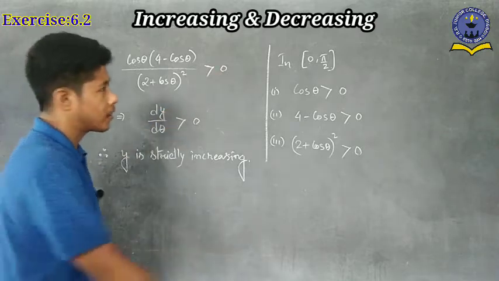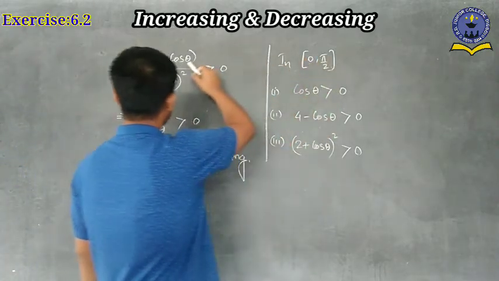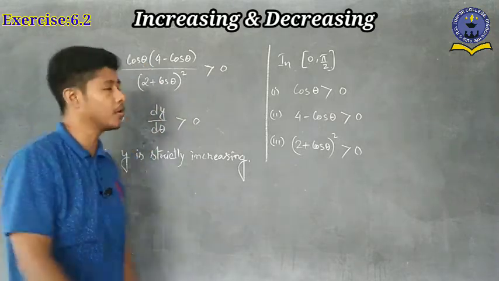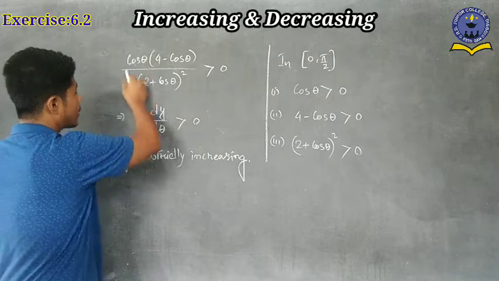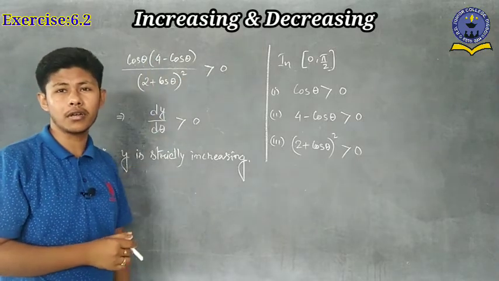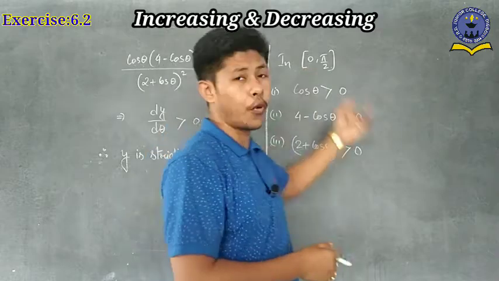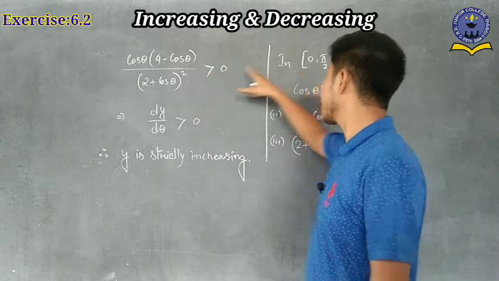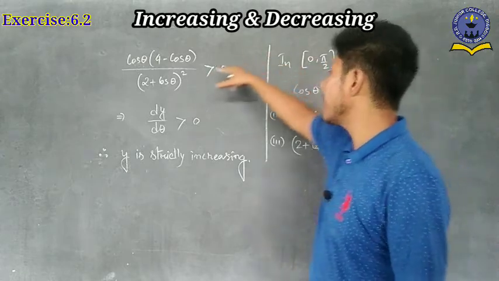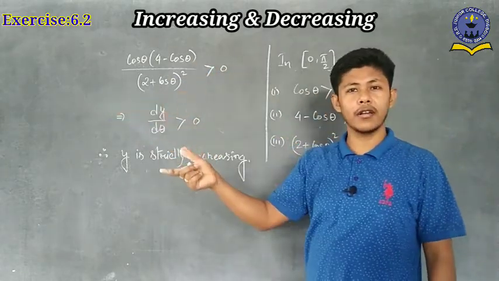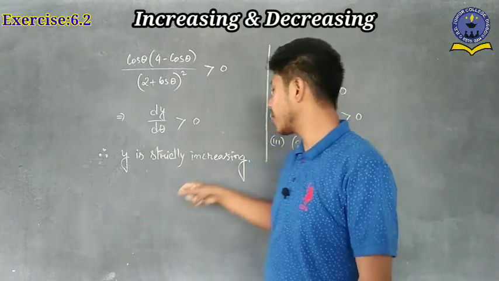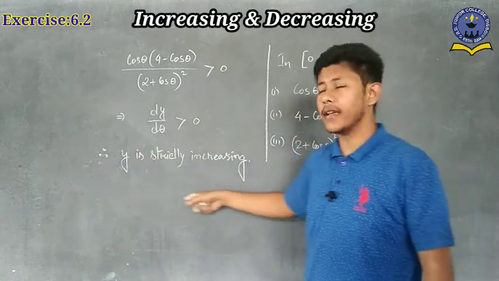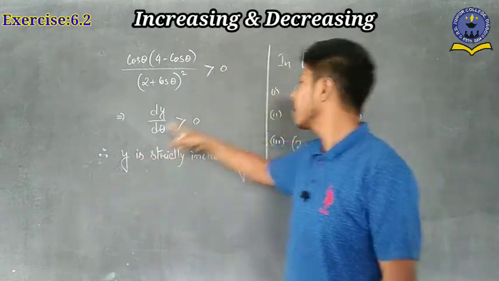Is it clear? Next, if you put pi by 2 in place of theta, what is the value of cos pi by 2? Cos pi by 2 is 0. So if we put cos pi by 2, then as a whole the result is equal to 0. So if we put these 2 points, 0 gives us greater than, and pi by 2 gives us equal to 0. So we get greater than and equal to also. So from this condition, the conclusion we have to write is: hence y is increasing in the interval.